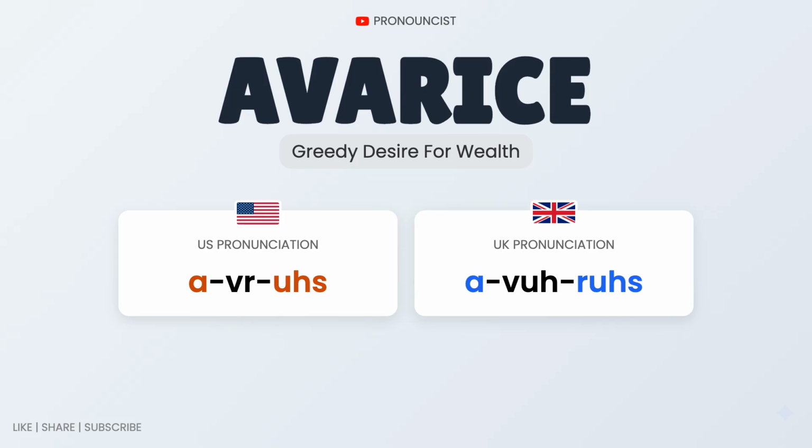Practice repeatedly and you'll soon be able to say this word perfectly. The best way to practice is to repeat the syllable multiple times. The meaning of the word is greedy desire for wealth. Try repeating this word several times to improve your pronunciation.